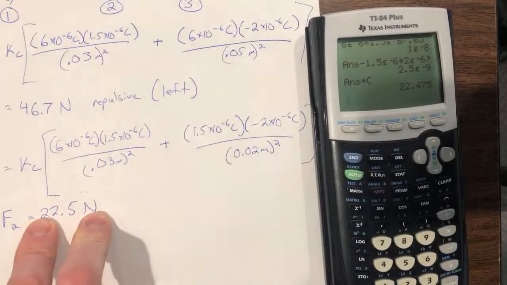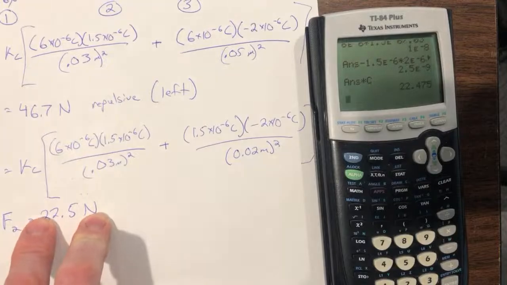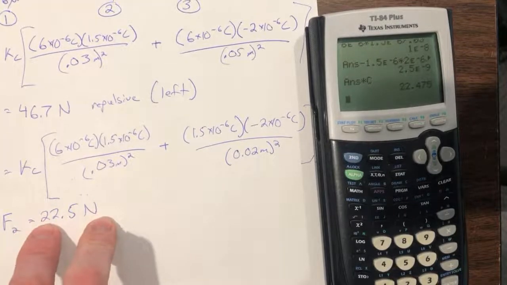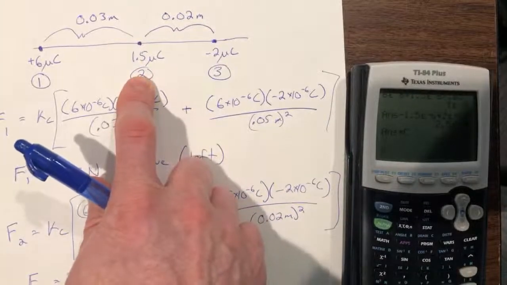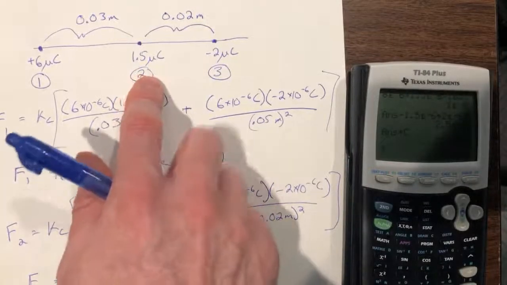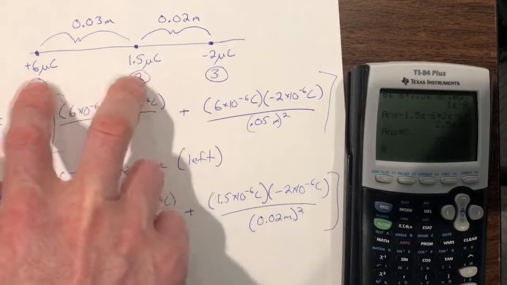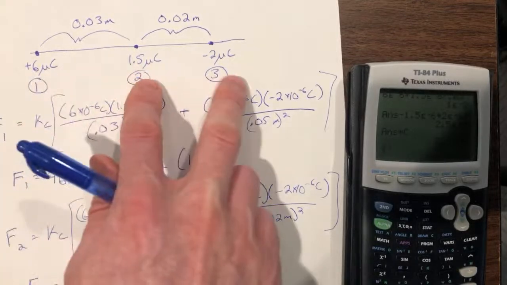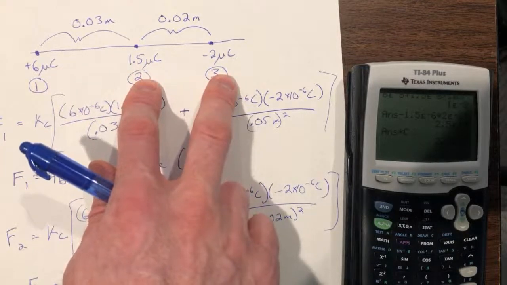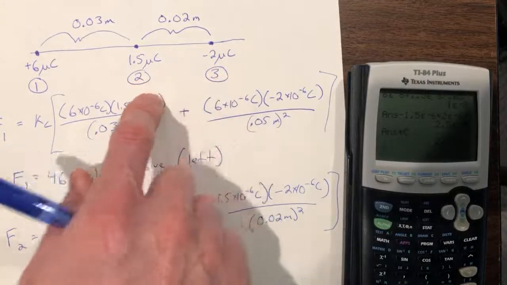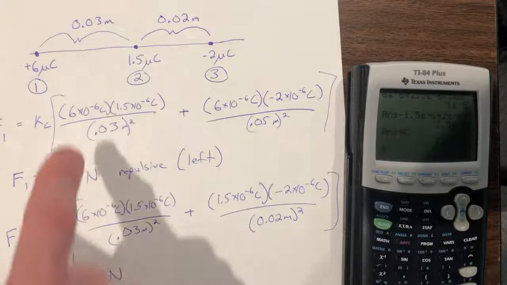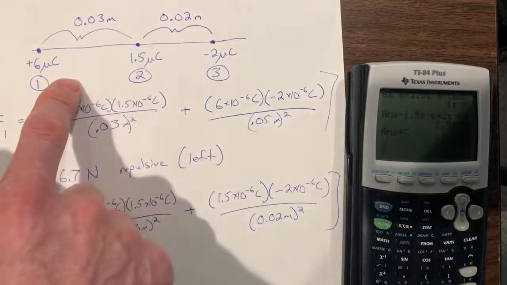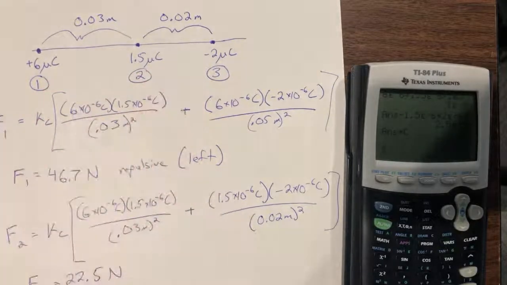Now we're still getting a positive value. What does that mean? We've got to pause and think about it, okay? This value of 1.5 times 10 to the minus 6 coulombs is being repulsed by this one and being attracted to this one. So it's clear in this case that it's going to be moving this way. Both of these forces are acting on it so that it moves to the right.